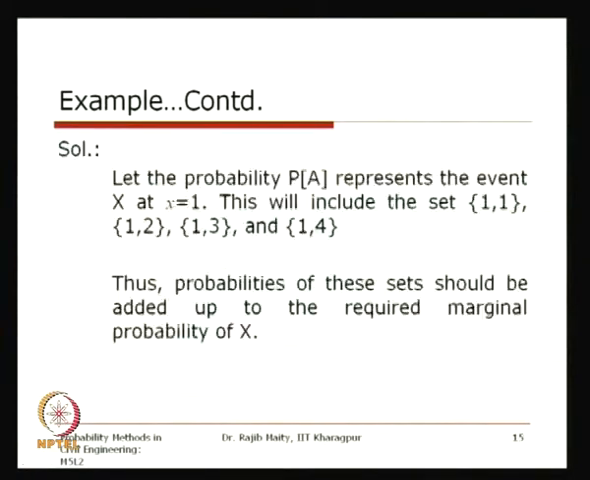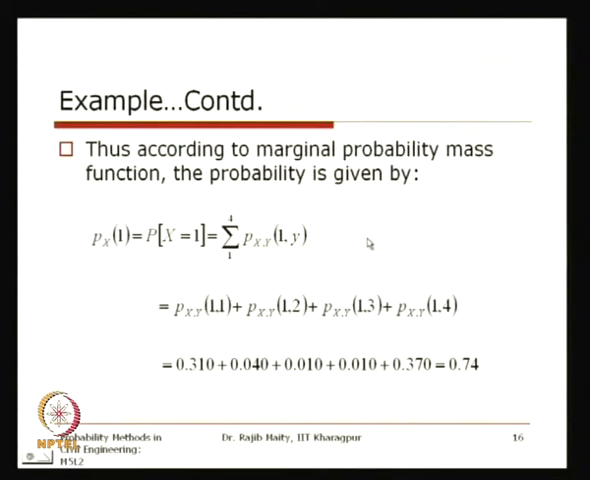So to complete this problem, again this is explained here. Let the probability represent the event that x equals 1 for these 4 events, that is 1 1, 1 2, 1 3 and 1 4, and these probabilities if we add up you will get that probability. So these 4 probabilities are added up to get the answer, 0.37. Sorry, there is a mistake in typing. So this total probability is equal to 0.37, which is the probability of x equals 1 as we have seen in the table.